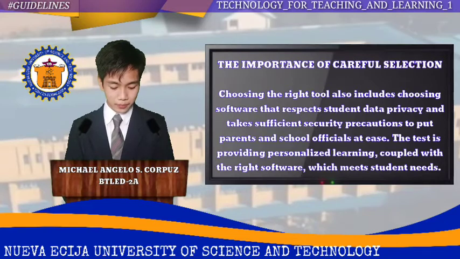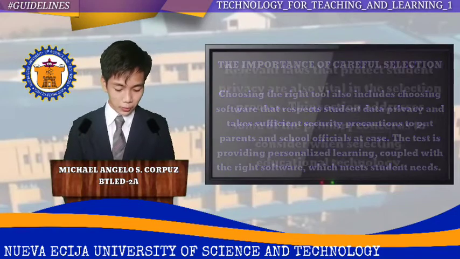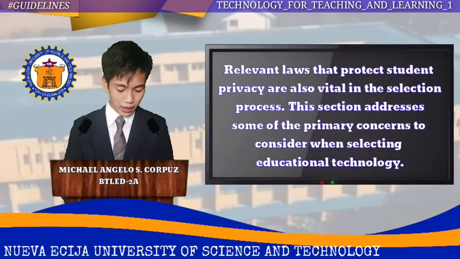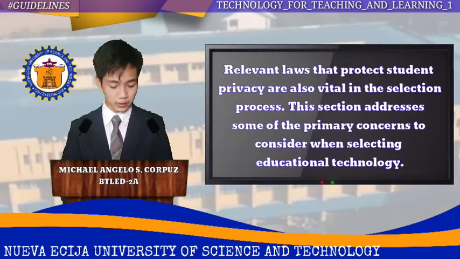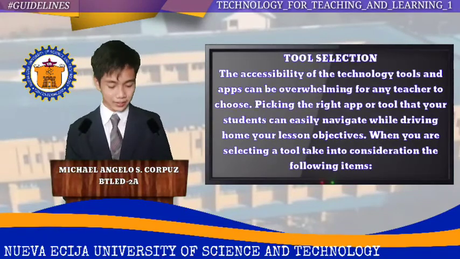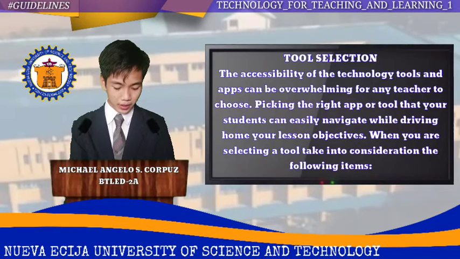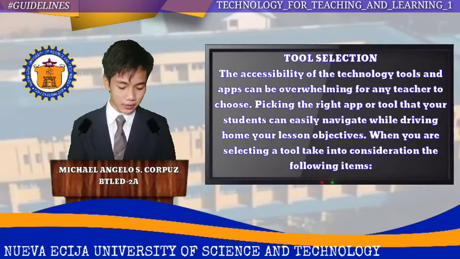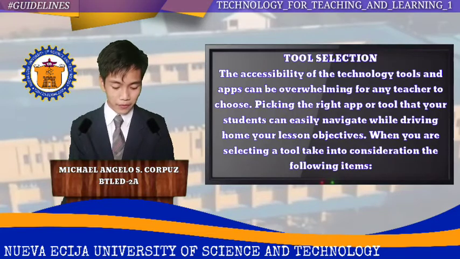The task is providing personalized learning, coupled with the right software which meets students' needs. Relevant laws that protect student privacy are also vital in the selection process. This section addresses some of the primary concerns to consider when selecting educational technology. First, tool selection. The abundance of technology tools and apps can be overwhelming for any teacher. Pick the right app or tool that your students can easily navigate while driving home lesson objectives.